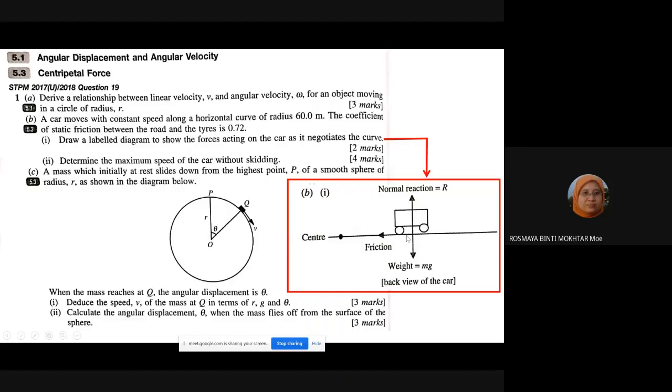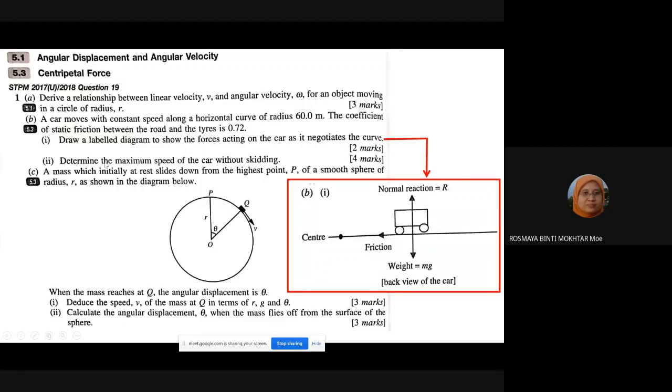So you determine all the forces that act on the car. The forces are friction, called lateral friction, actually, towards the center. Then we have normal reaction R, and then the weight of the car, mg, acting downward. This is all the forces that act on the car. So draw a labelled diagram to show the forces acting on the car. Okay, done already for B1.